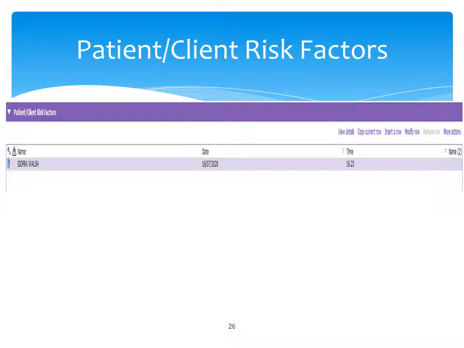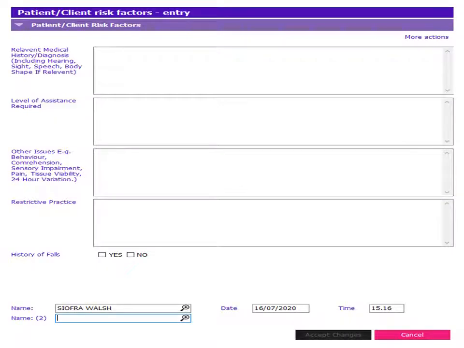Click on View Details at the Patient Client Risk Factors to see all the typing when reading an existing manual handling risk assessment or completing a second one. Under Patient Client Risk Factors, choose Insert a Row and Complete. On this page, provide as much relevant information about the client as possible.